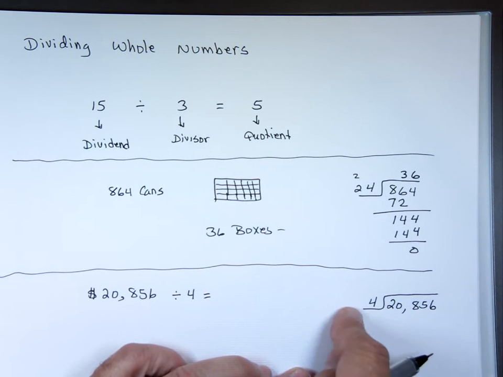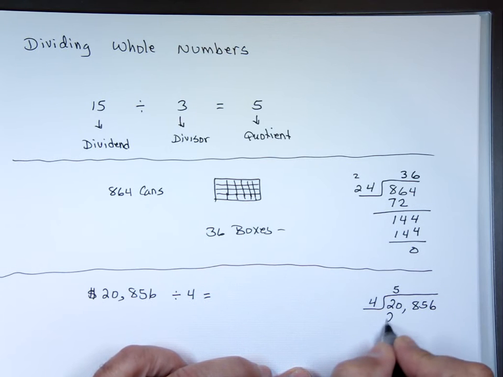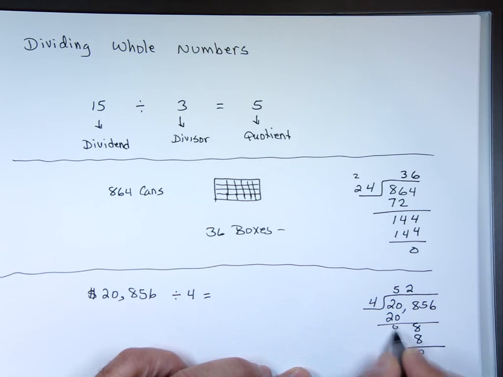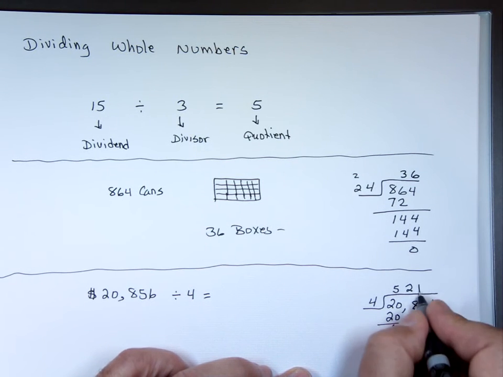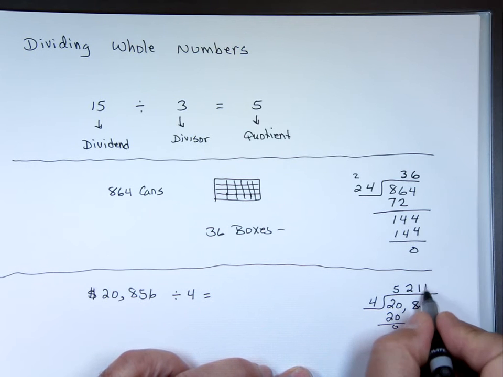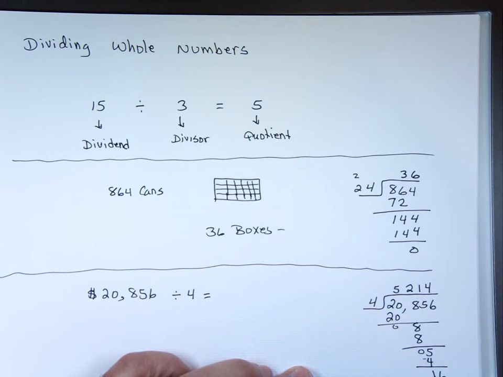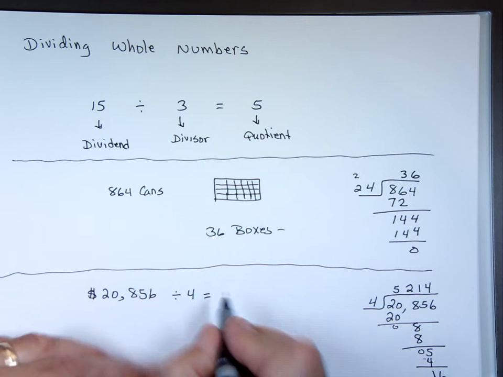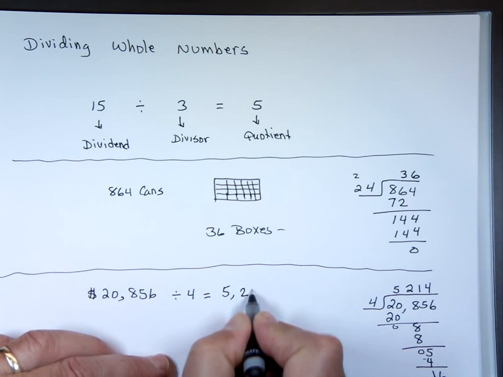20 divided by 4 is what? 5. 5 times 4 is 20. No remainder. Bring the 8 down. 8 divided by 4 is 2. 2 times 4 is what? 8. No remainder, like a 0 here. Bring that 5 down. 5 divided by 4 is 1. 1 times 4 is 4. Remainder is what? 1. And now bring that 6 down. 16 divided by 4 is 4. 4 times 4 is 16. So each one of her kids will get $5,214.